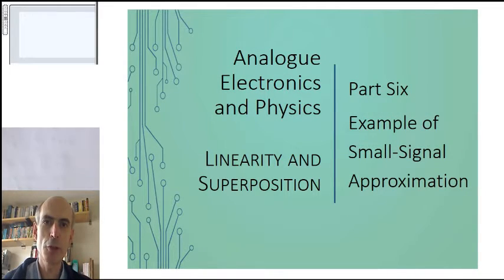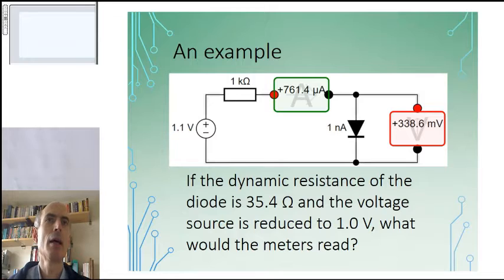Hello, and this time we're going to be doing an example of the use of the small signal approximation to analyze a circuit. This is the circuit, and we're told that the current flowing through this resistor and diode combination is currently 761.4 microamps, the voltage across the diode 338.6 millivolts. We're told the dynamic resistance of the diode, and we're asked what happens if the voltage source is reduced to 1.0 volts.